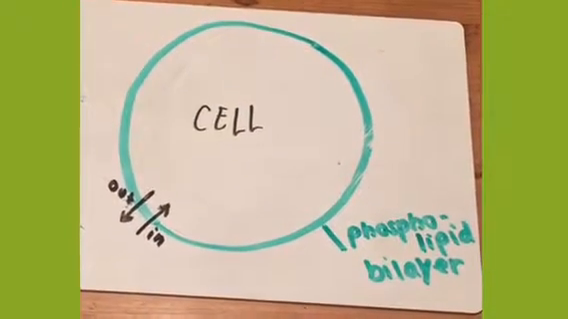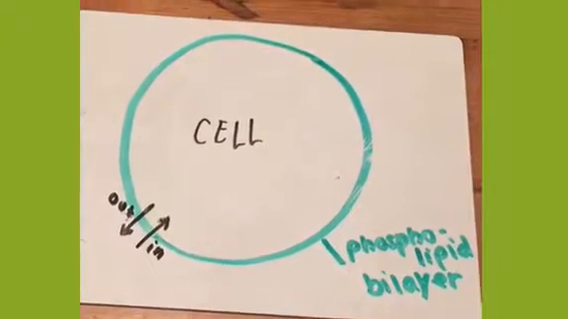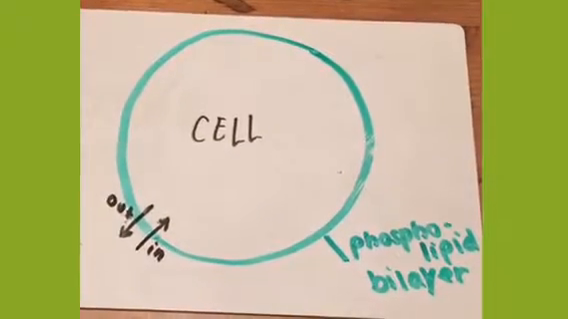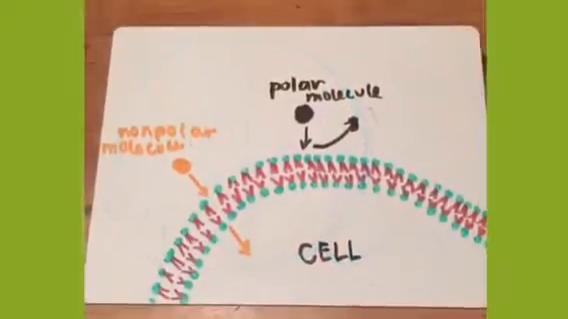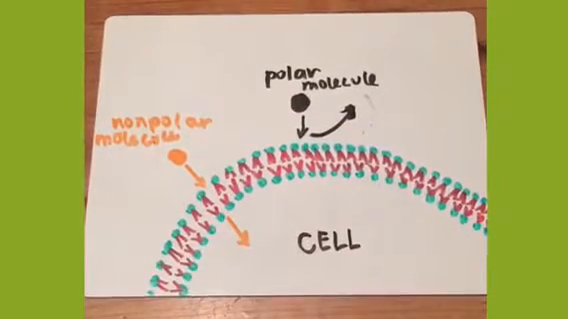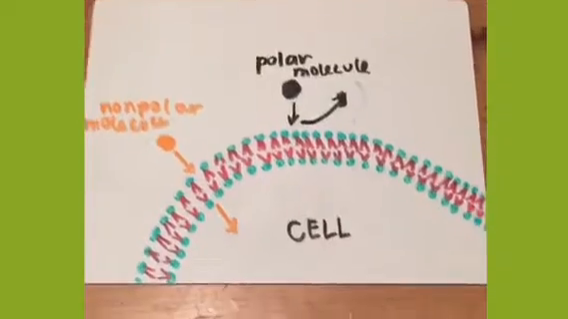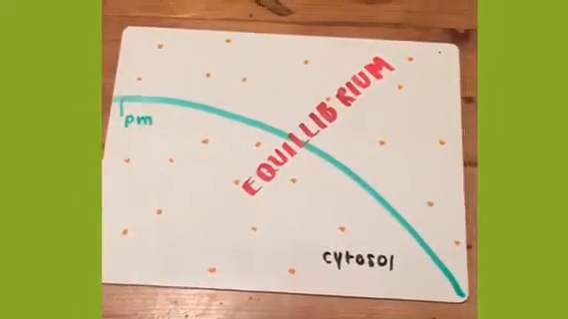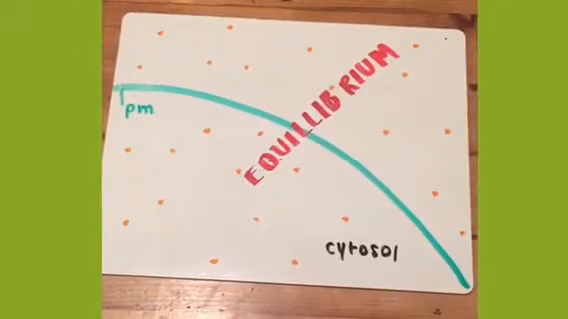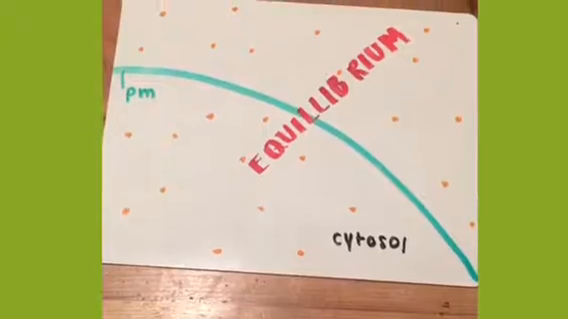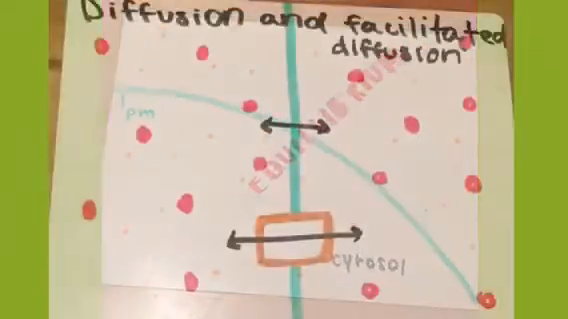Molecules flow in and out of the cell if they are nonpolar. Polar molecules can if they have a transport protein to help them. We will go into detail later. Molecules flow in and out of the cell until they reach equilibrium, which is where there is the same concentration of solutes inside the cell as there is outside the cell, and they are flowing in both directions at the same rate. Molecules flow in and out according to their concentration gradient.